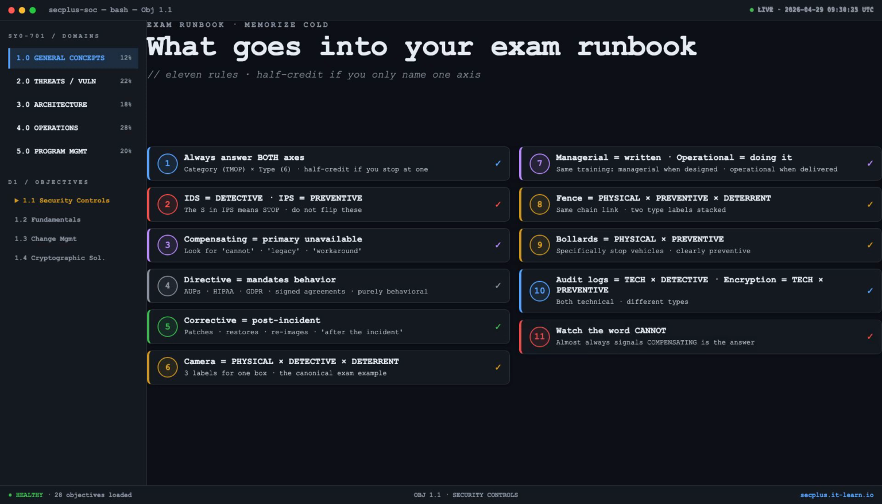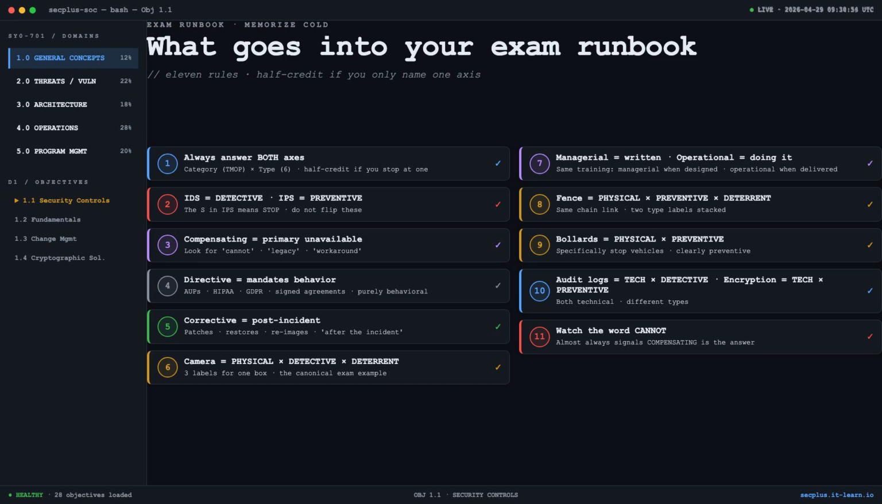6. The visible camera is physical, detective, and deterrent. 3 labels for 1 box. 7. Managerial lives in documents, operational lives in people. The same training program is managerial when written and operational when delivered. 8. Defense is physical and preventive and deterrent. 3 labels for 1 chain link. 9. Bollards are physical and preventive. They specifically stop vehicles.